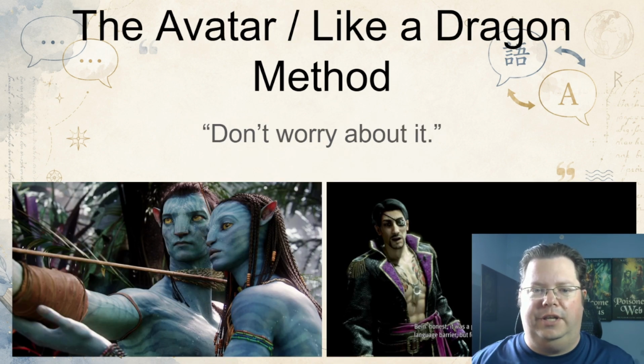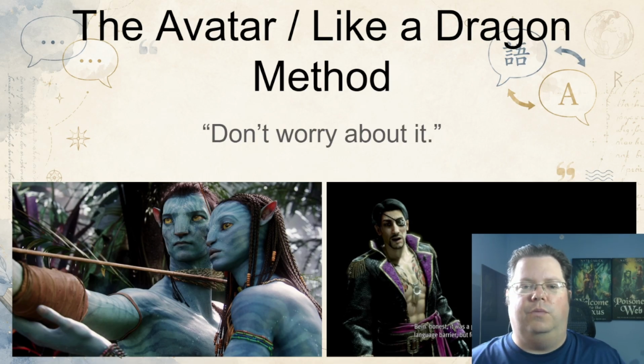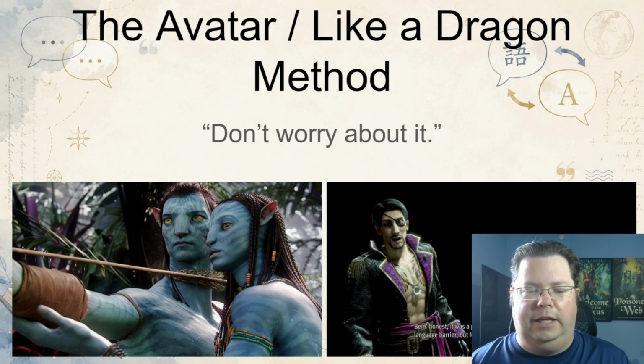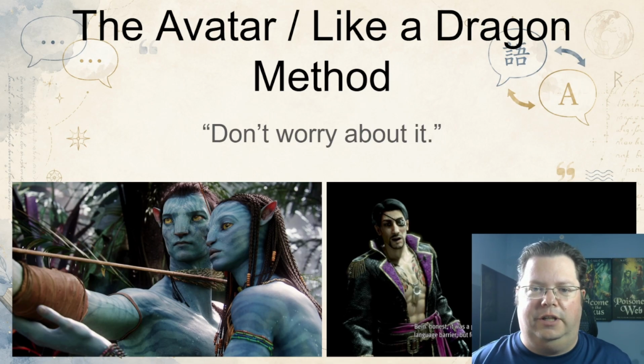Next, you've got what I call the avatar or the Like a Dragon method, which is where a specific choice is made to acknowledge that a language barrier exists and then tell the audience that you can't be bothered to deal with it. So in Avatar, the second movie, Way of Water, it opens with a montage of Jake Sully and his family and everybody speaking Na'vi. And Jake makes the point that he's become so familiar with the Na'vi language that it's like English to him.